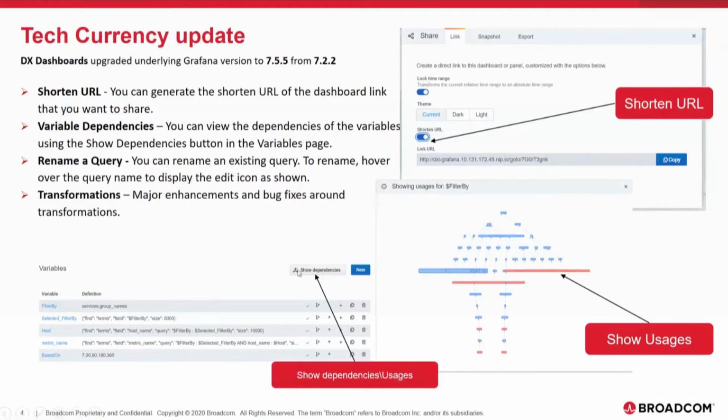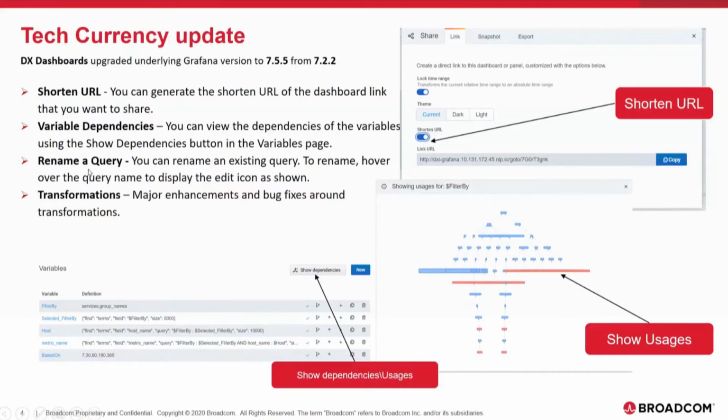So we have this new option called show dependencies, which will show a graph of how these variables are dependent on each other. We also have a show usages option, which will bring up this graph. For example, if I filter by show usages, it will bring up this graph chart where all the red highlighted places are where this particular variable is used in the dashboard. You can zoom in and see more clearly. I'll show it to you in the demo.